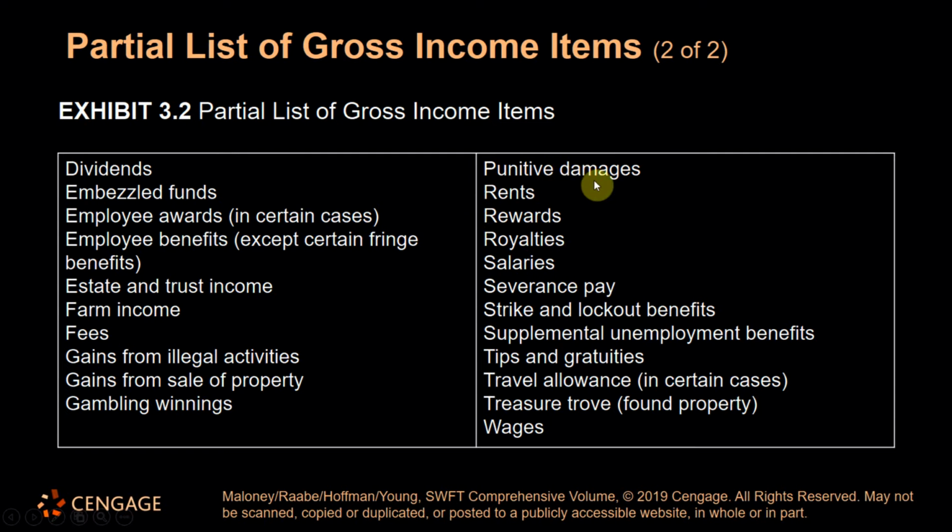Punitive damages are included in income. Compensatory damages, however, that is damages to make the plaintiff whole, are not included in income. Illegally gotten funds or embezzled funds are included in income.